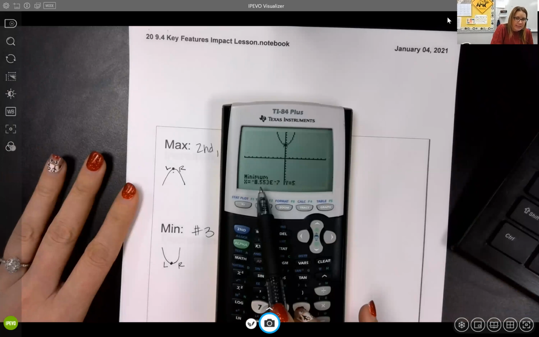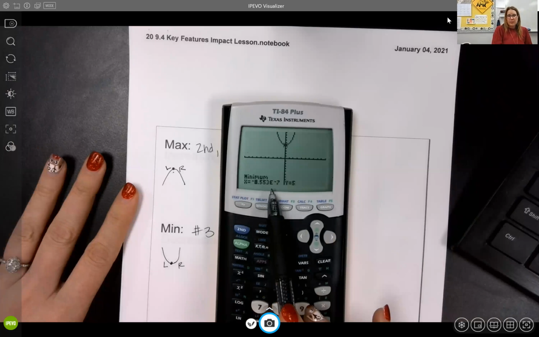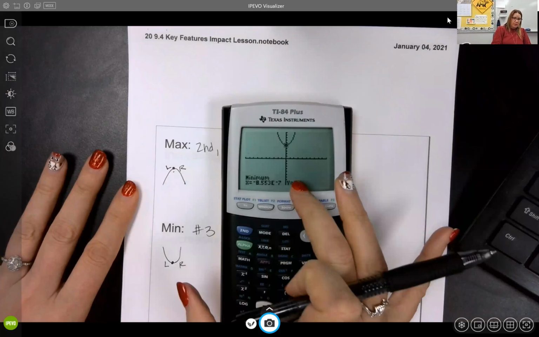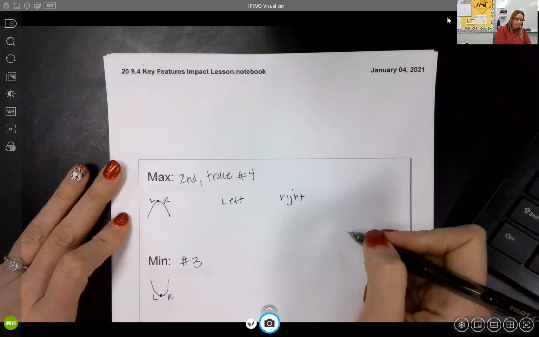Remember, if it has an E in it like this one does, that we just write 0. So this is going to be 0, 5. Okay, so you write your answer as an ordered pair.